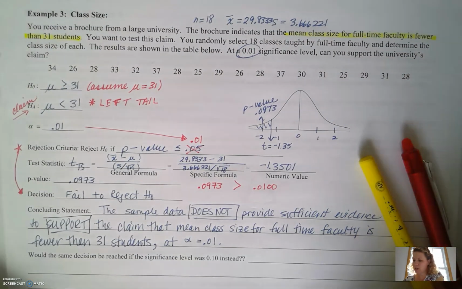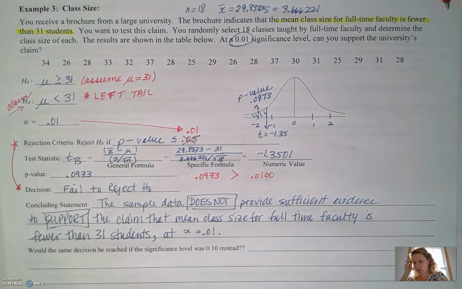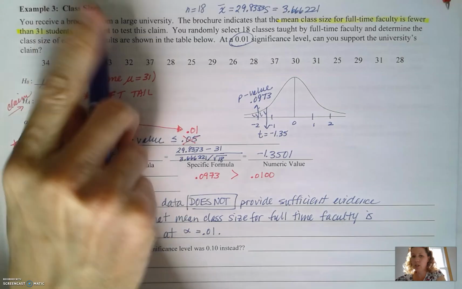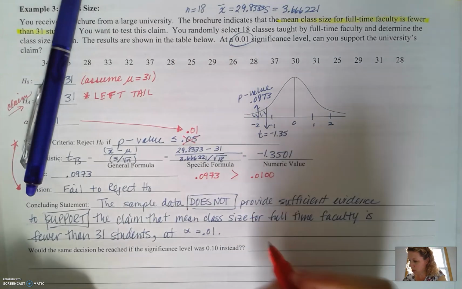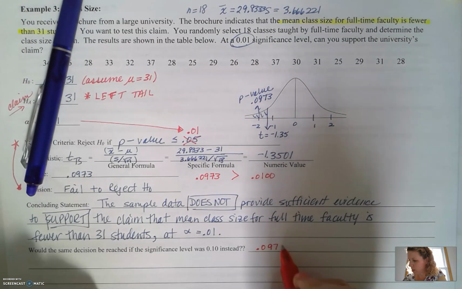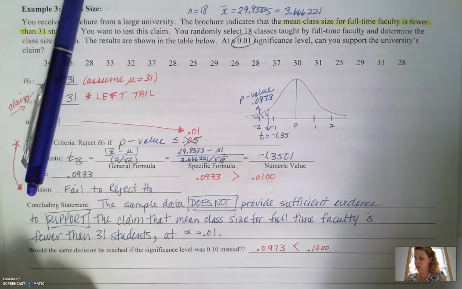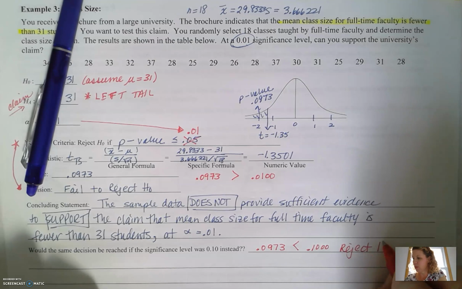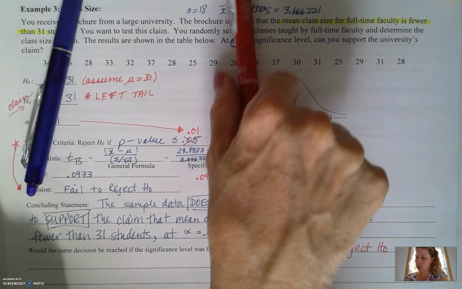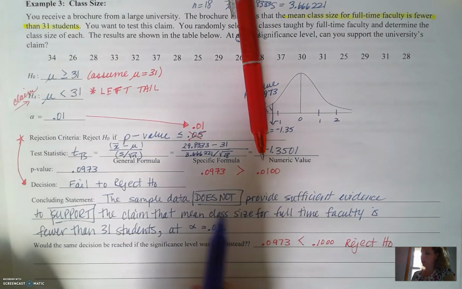Next, it also asks, would the same decision be reached if the significance level was 0.10 instead? Our p-value, remember, was 0.0973. So we compare that to 0.10. I'm going to add a couple of zeros, so now we can say this is less than. So our decision now would be to reject the null hypothesis. What's going to change in our statement?